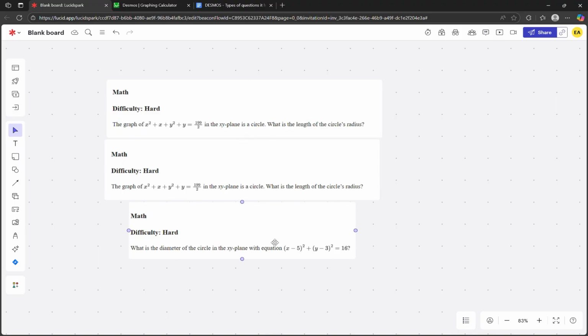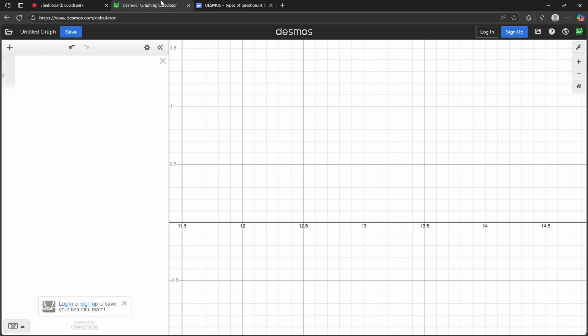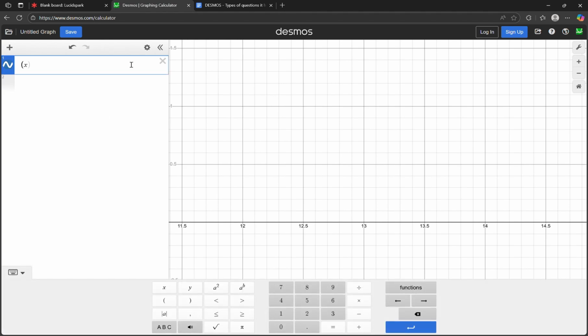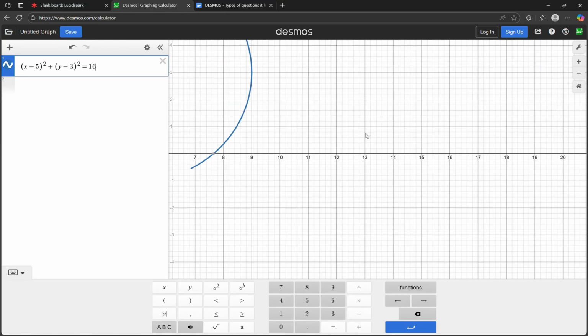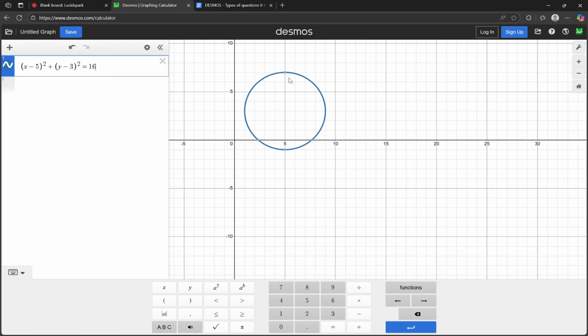So we're going to go with x minus 5 squared plus y minus 3 squared equals 16. Okay, and then where's our circle? Right here, and then you just count. What was it asking for? Diameter. So 1, 2, 3, 4, 5, 6, 7, 8. That's your diameter, and that's what you would do for the other ones.